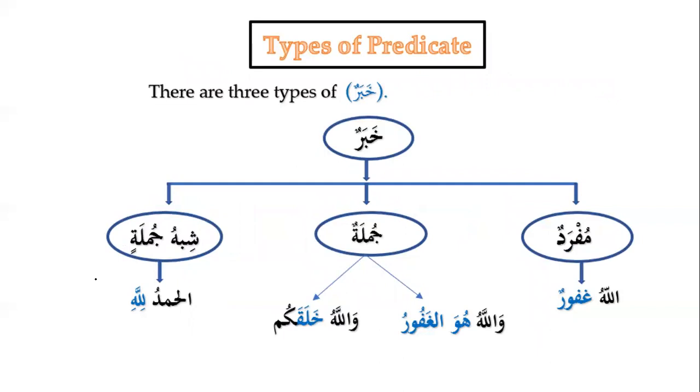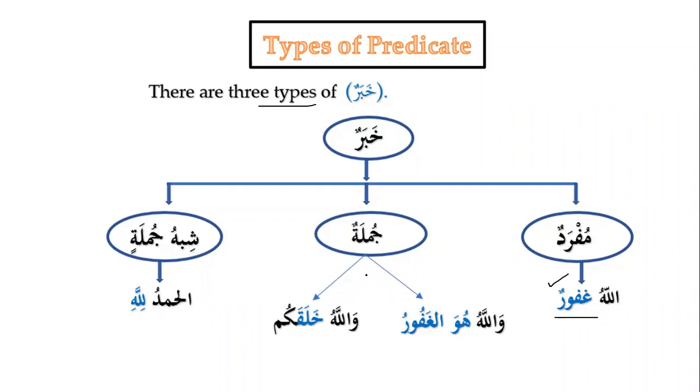Now we talk about types of predicate, or the types of khabar. There are three types of predicate. Number one, mufradun. Mufradun, as we know, means just single. So that means it can be a single word. For example, Allahu Ghafurun. So Ismul Jalala will be mubtada and Ghafurun will be khabar. And this is mufradun, and it is just a word.